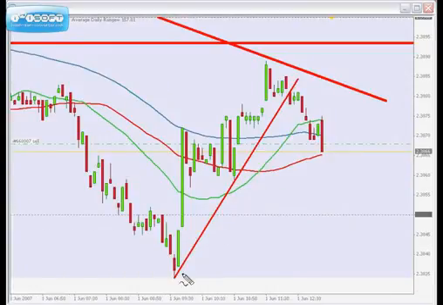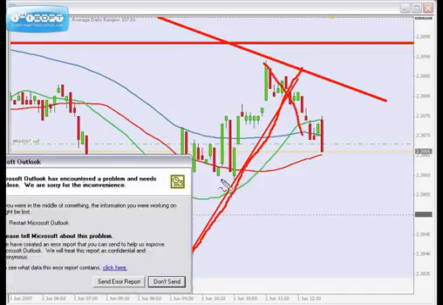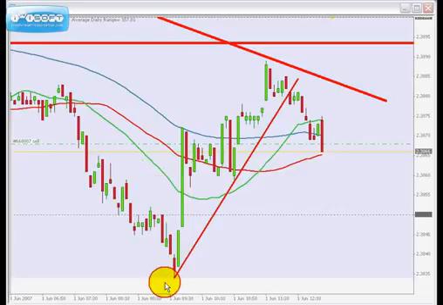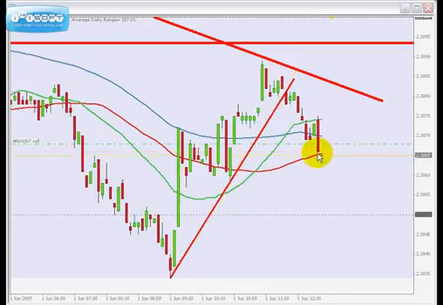I've seen a retracement trend line breakout. Oops, my Outlook has just crashed. Anyway, breakout of the retracement trend line with a pullback and continuation making new lows. That's my entry.